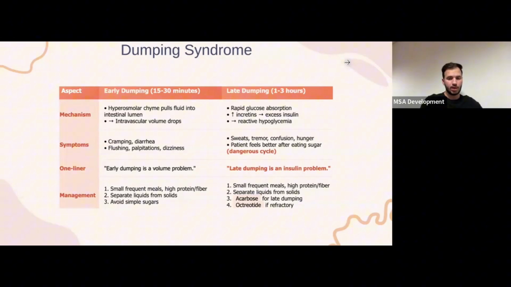How do we treat it? As early dumping, small frequent meals, high protein fiber, separate liquids from solids, and we can use acarbose or octreotide. Acarbose for the late dumping, and octreotide if we had refractory episodes.